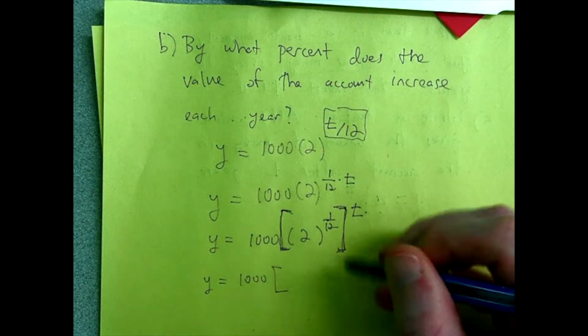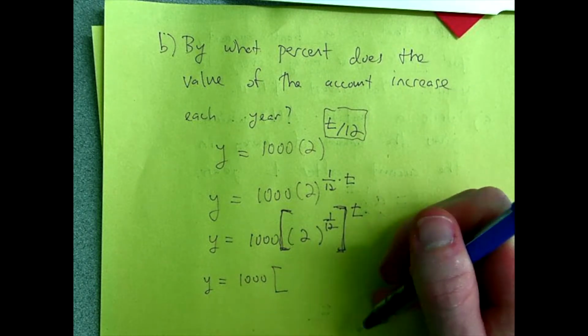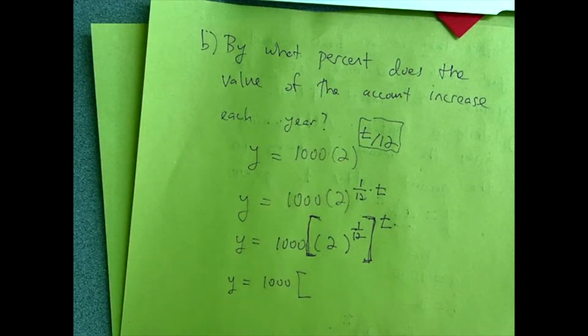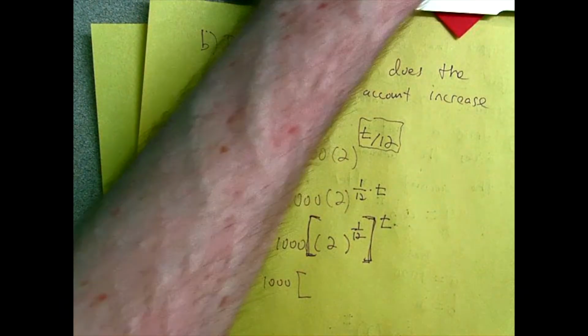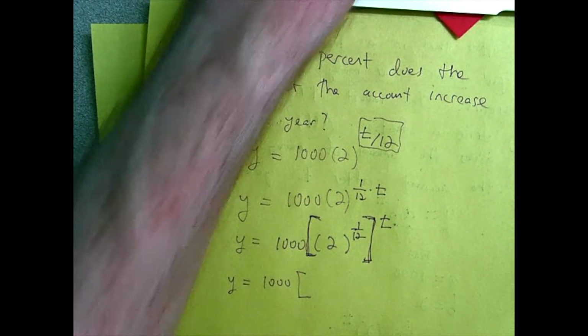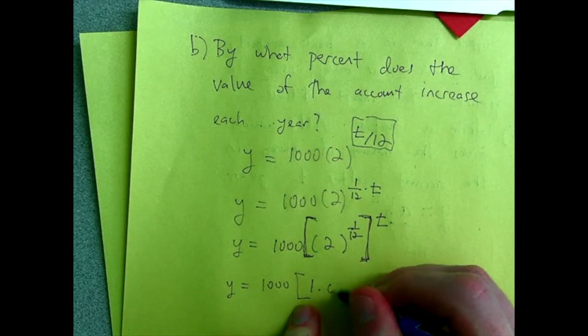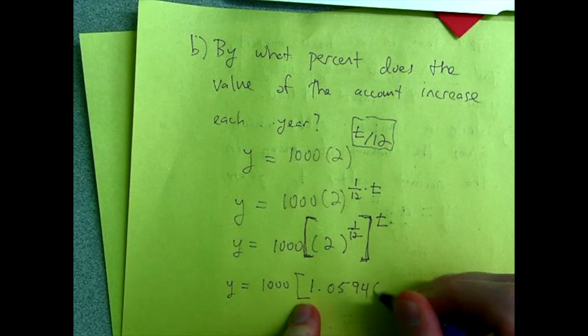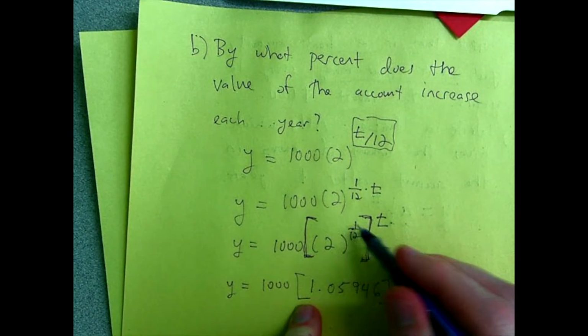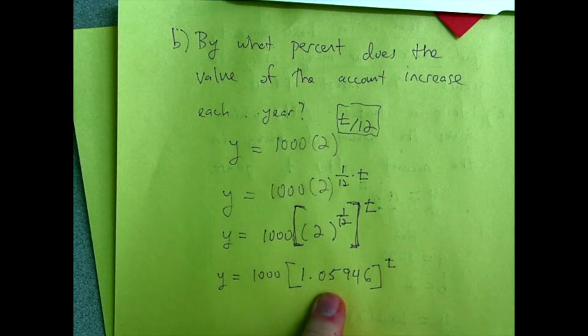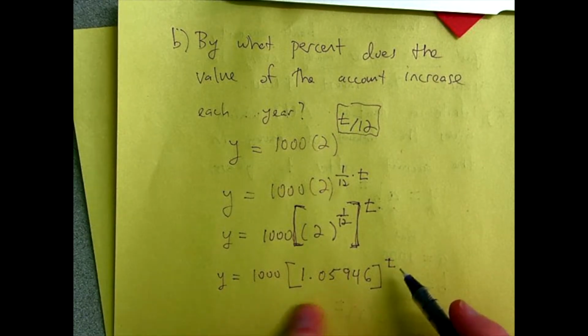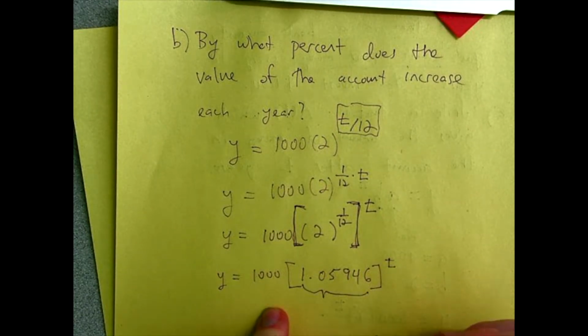So what I'm going to do is just evaluate 2 raised to the power of 1 over 12. I'll type it in my calculator here. It turns out that this number in brackets is about 1.05946. Okay? So I've just evaluated this expression inside the brackets approximately. Written in this way, because the t is by itself, every year we're multiplying by this thing right here.